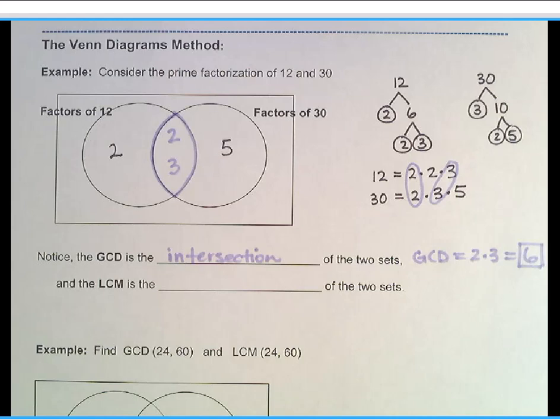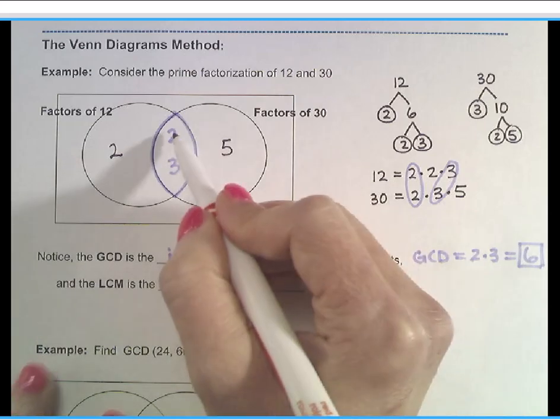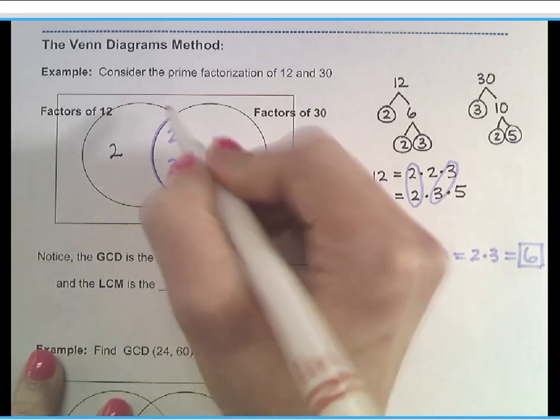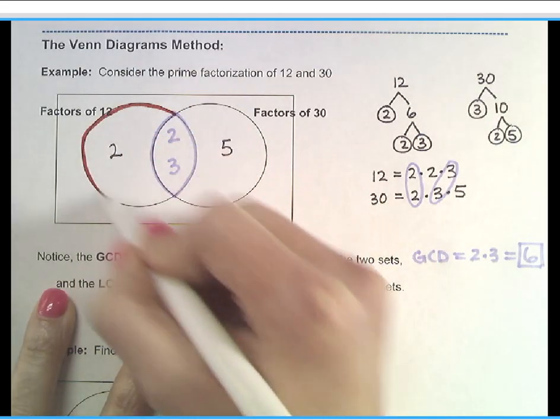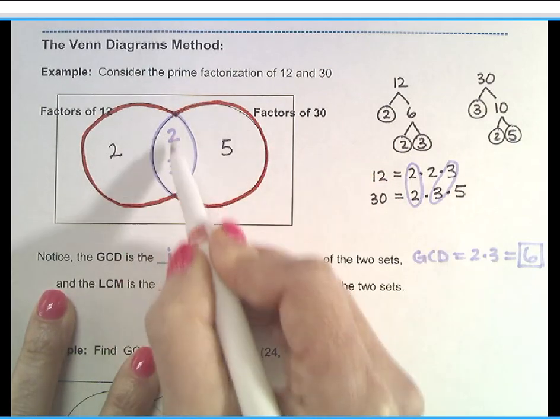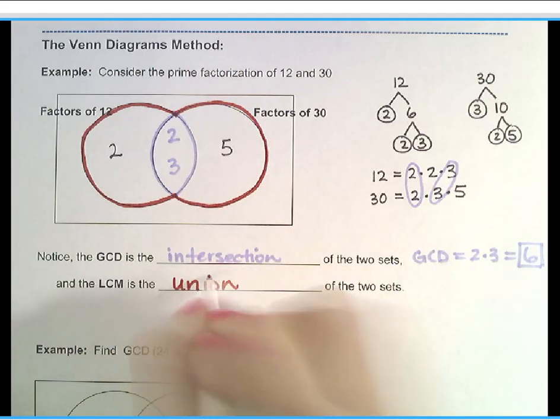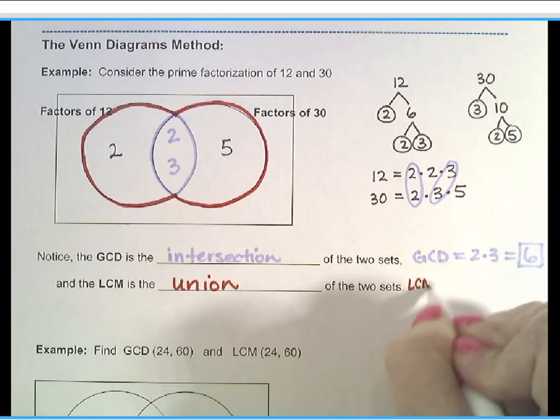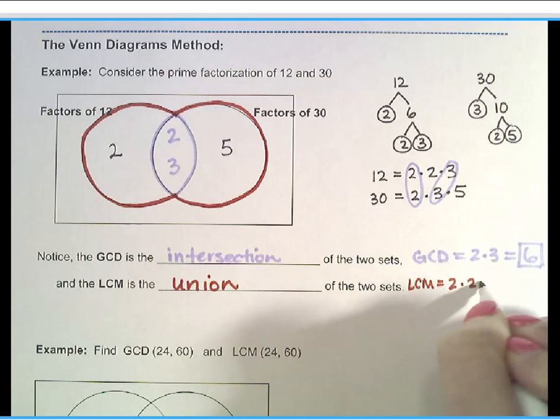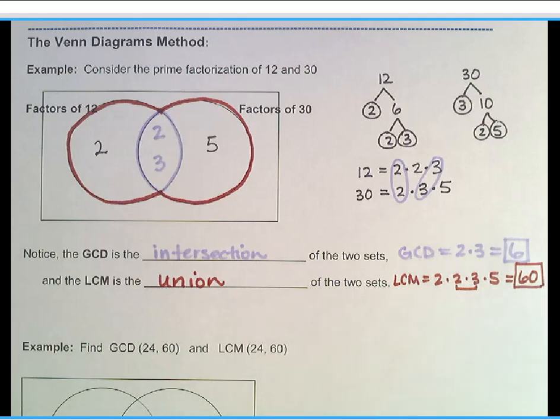Okay. For the LCM, you would take the common factors, but then you would also take the leftovers. So if we use what we've got here in the intersection, but then we also include the leftovers, then basically what we're getting is both circles all together: a 2, a 2, a 3, and a 5. Well, that's a union. So the LCM is the union of the two sets. So the LCM would be 2 times 2 times 3 times 5. Notice these in the middle are the common ones. And if you multiply all that together, you get 60. So it turns out that the LCM is 60.